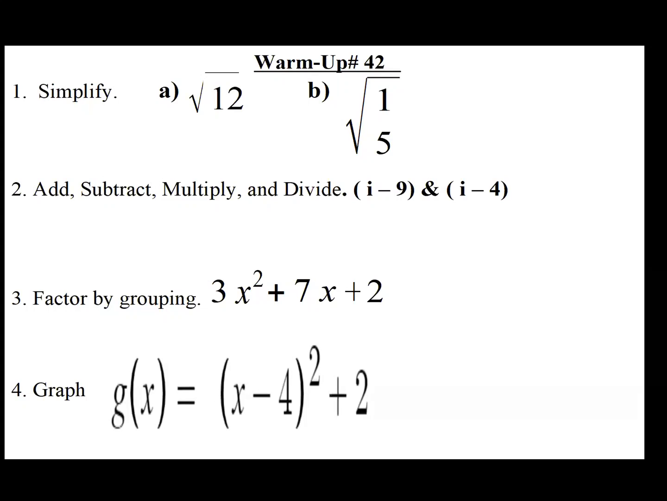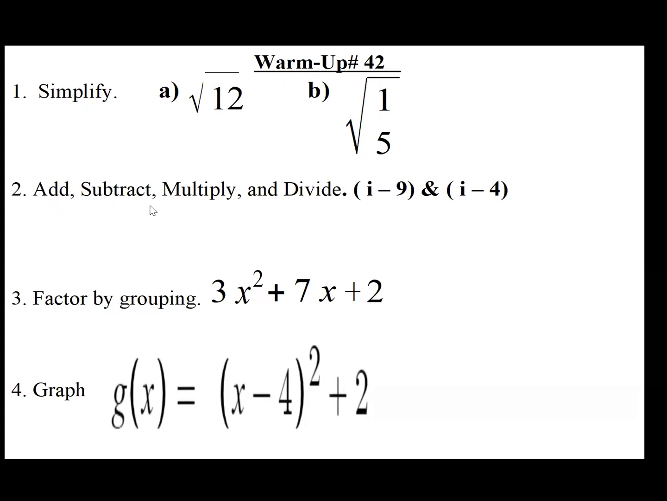Yeah, let's go. So your warm-up, number 42, is on the screen. For number 1, we got simplify. Part A reads square root of 12, and part B reads square root of 1/5. It's on the screen, but it's missing the little bar for the fraction. Make sure you put that in there. So square root of 1/5.